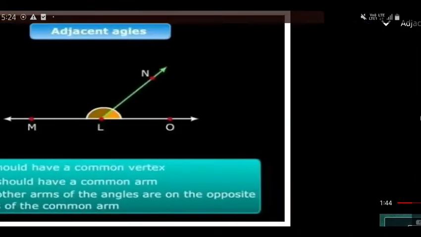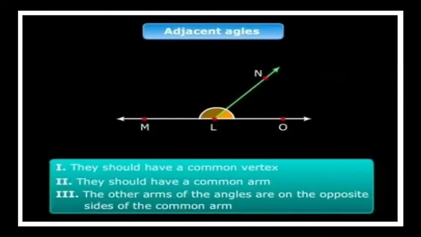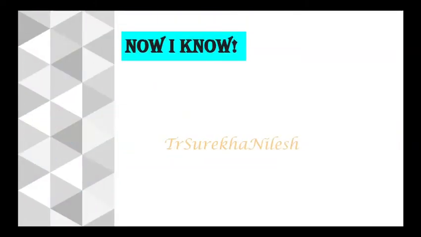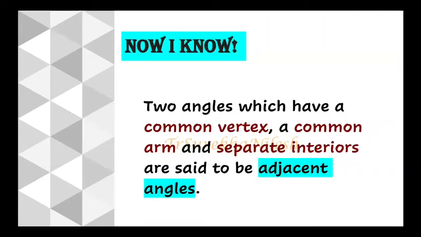So students, you must have understood what adjacent angles are. Adjacent angles in Hindi, I always say it as bajuwala. The angles which are next to each other and which have common vertex, common arm and separate interiors are said to be adjacent angles. So two angles which have a common vertex, a common arm and separate interiors are said to be adjacent angles.